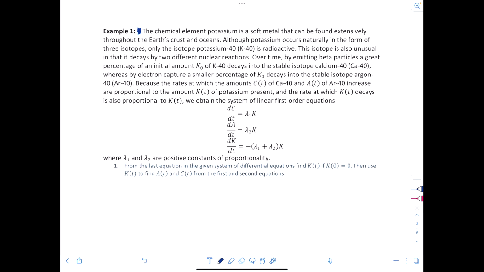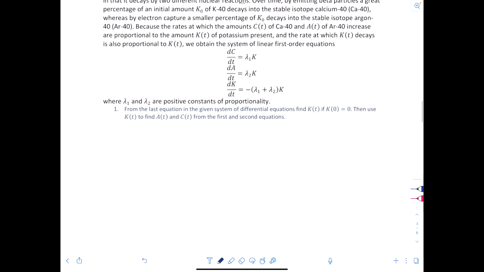Because the rates at which the amount C(t) of calcium-40 and A(t) of argon-40 increase are proportional to the amount K(t) of potassium present, and the rate at which K(t) decays is also proportional to K(t), we obtain the system of linear first-order equations: dC/dt equals lambda 1 times K, dA/dt equals lambda 2 times K, and dK/dt is equal to negative quantity lambda 1 plus lambda 2 times K, where lambda 1 and lambda 2 are positive constants of proportionality.